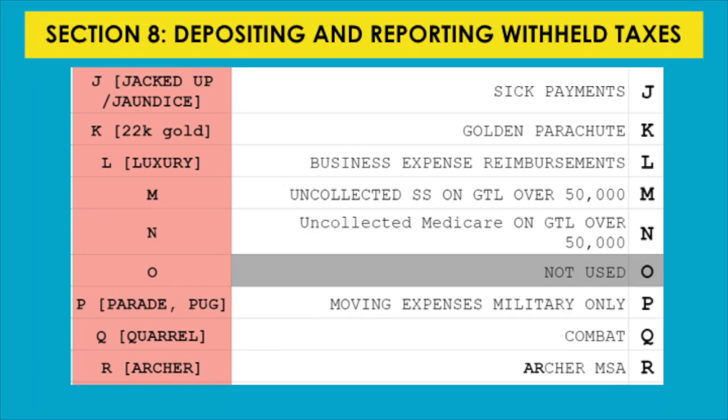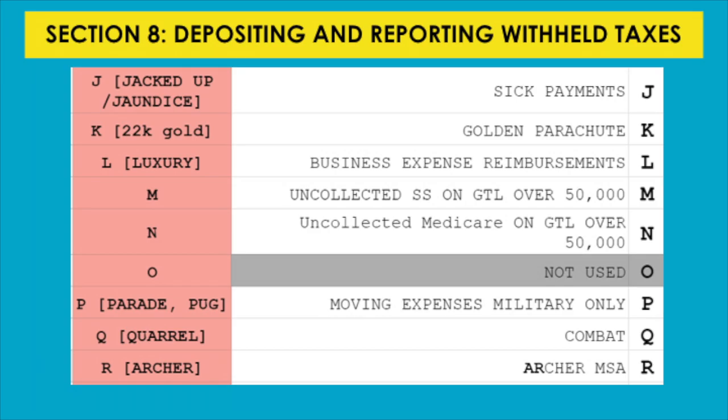J is for the non-taxable sick pay, and it's only the information that is in code J. It's not included in box 1, 3, and 5. K is for 20% excise tax on excess golden parachute payments. The mnemonic is 22K gold to remember the golden parachute. L is for the substantiated employee business expense reimbursements that are non-taxable.